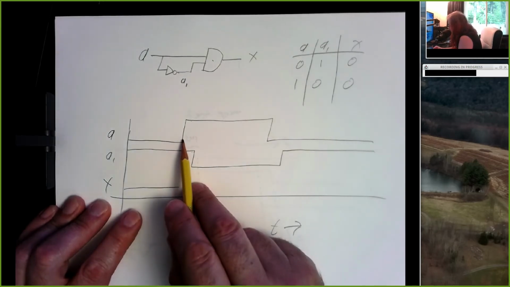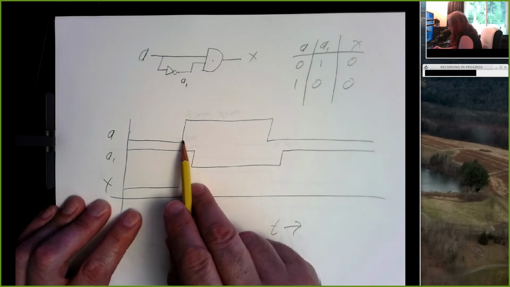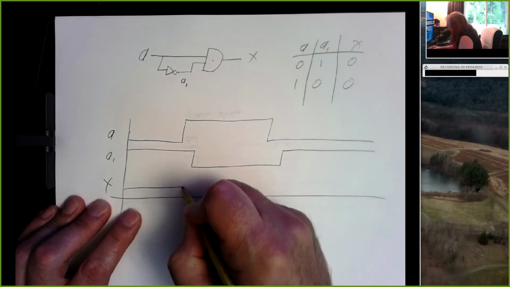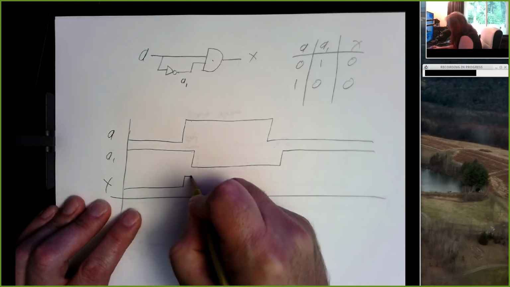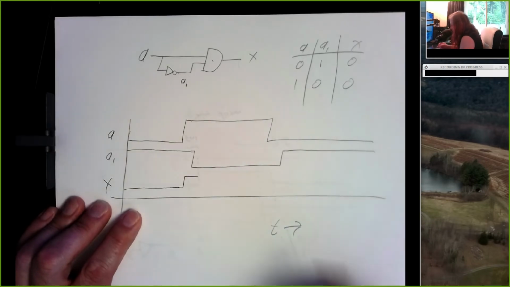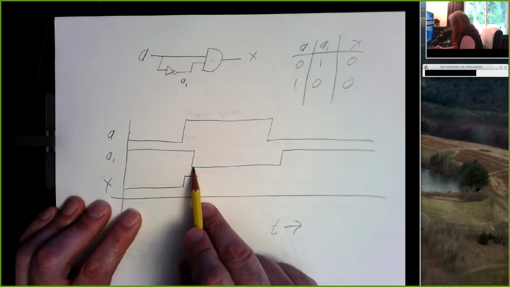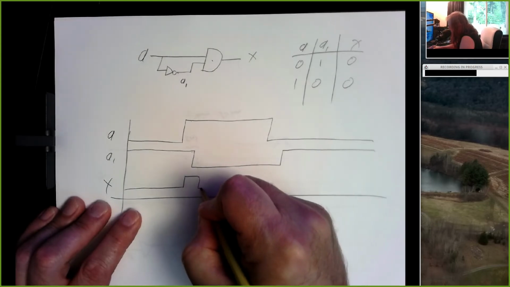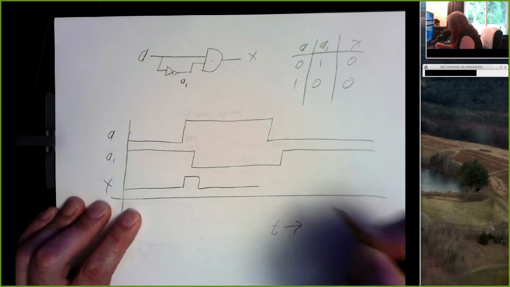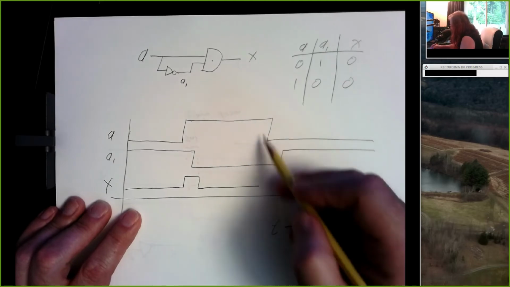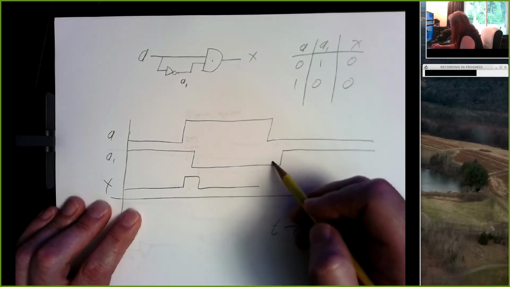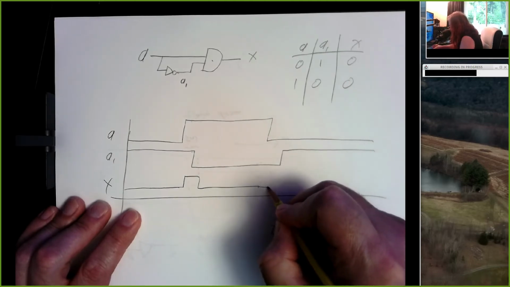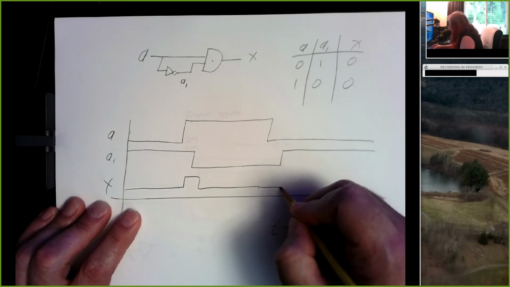So the output of our AND gate is going to go high shortly after this, so maybe somewhere around here. The AND gate will go high. And then over here, A1 drops to 0, and so we have a 0 ANDed with 1, so this will go low. And here we've got a 1, 0, the AND is 0. Here we've got a 0, 0, the AND is 0. Here we've got a 0, 1, the AND is still 0.